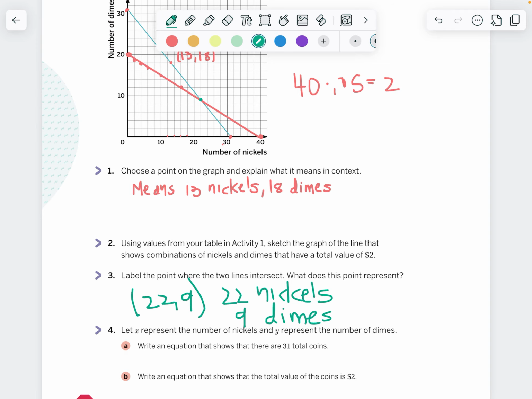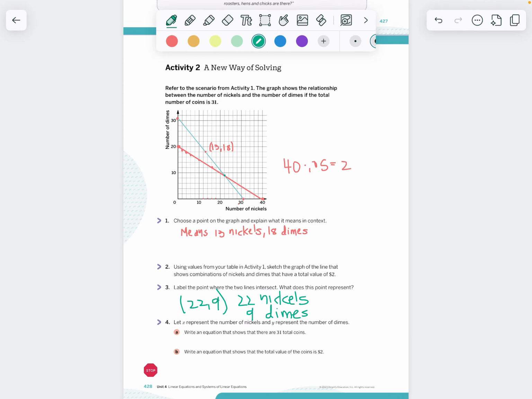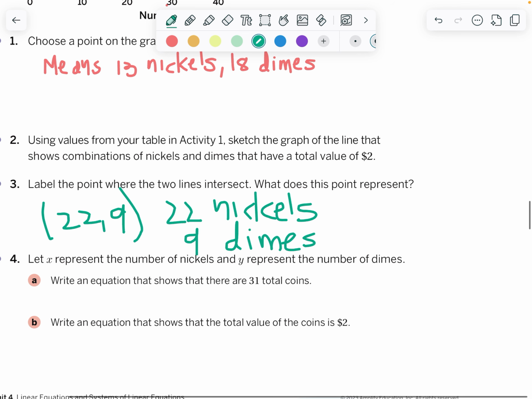Let's talk about the equations that go with these two graphs. It says let X represent the nickels, Y represent the dimes. Write an equation that shows there are 31 total coins. So if I have X nickels plus I have Y dimes, I get 31 total. And then my other equation has to satisfy the second rule. The second rule is those coins that are 31 have to equal $2.